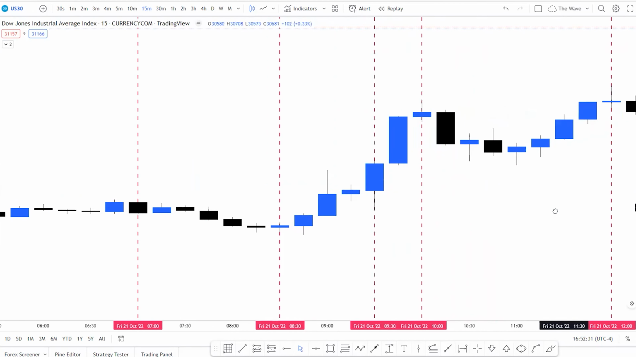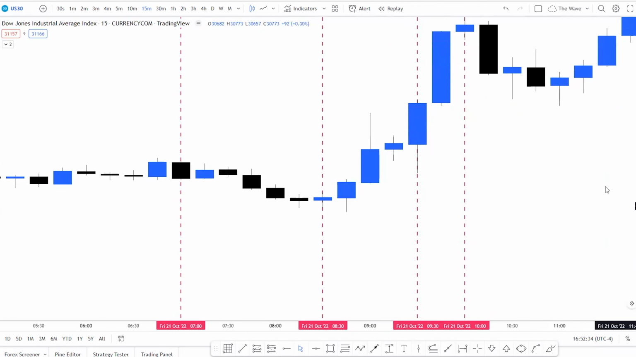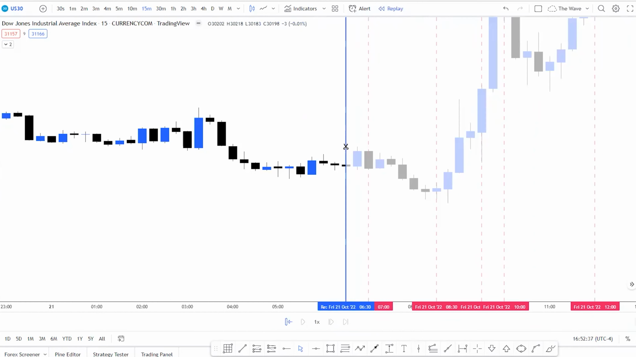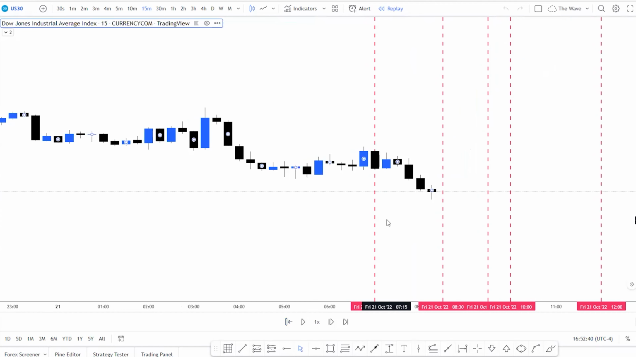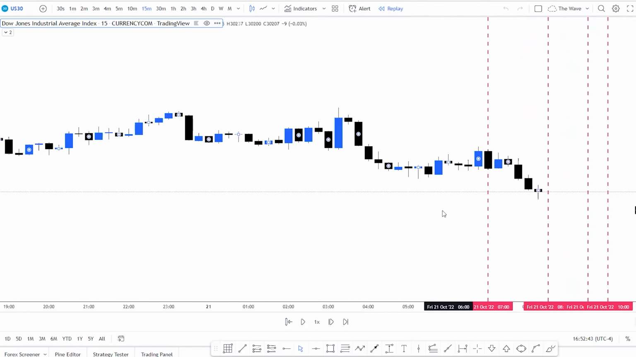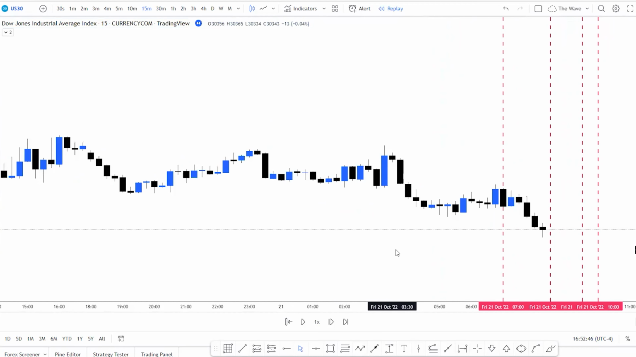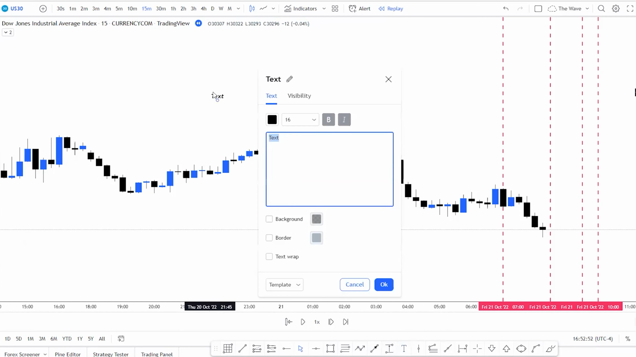Now that we have our times delineated here on the 15-minute chart, we're going to hit replay mode about 8:30. So prior to 8:30, we're going to type this out. Prior to 8:30 a.m., we're going to be looking for relative equal highs or lows to be taken out.